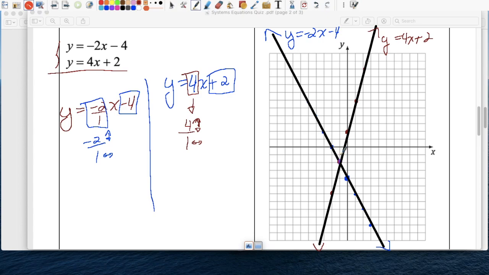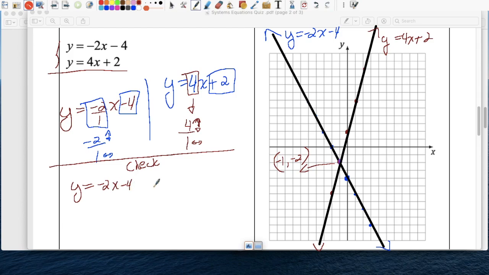And what's our point of intersection? The point of intersection is right here, and this point is negative 1, comma, negative 2. That point is the only point that both lines share. So now we're going to check. I'm going to use the point (-1, -2) in equation 1, which is y equals -2x minus 4, and I'm going to use it in the second equation, y equals 4x plus 2.